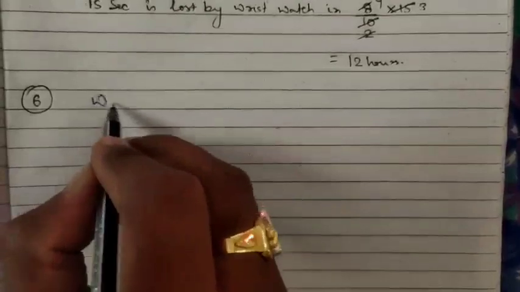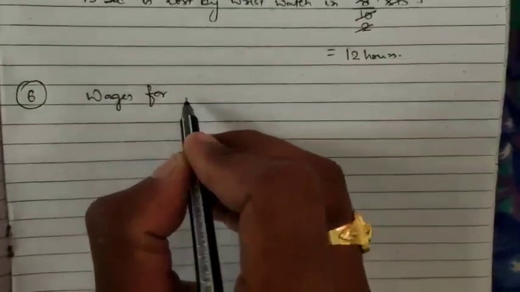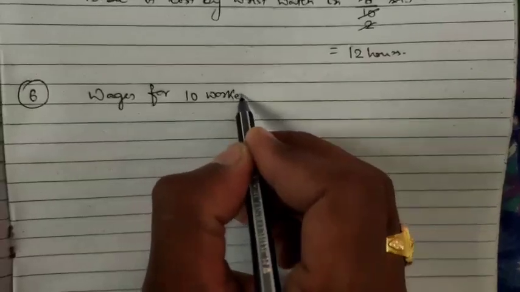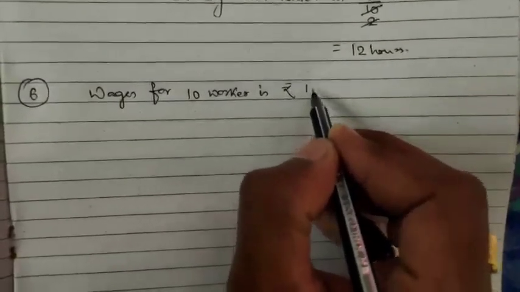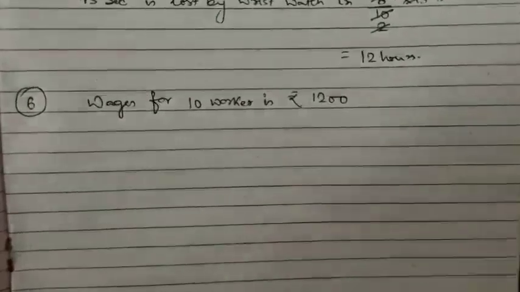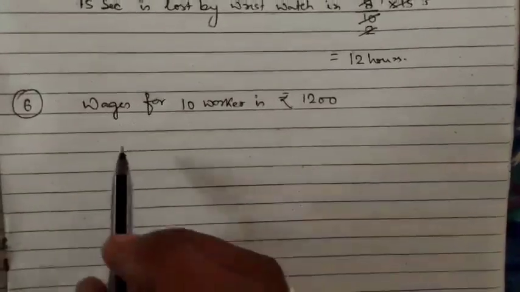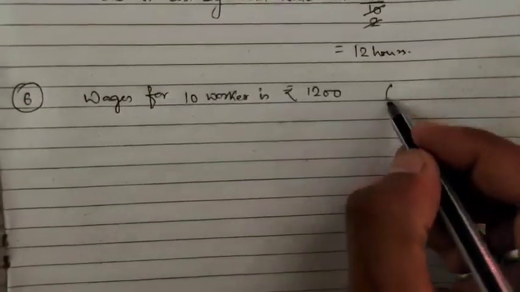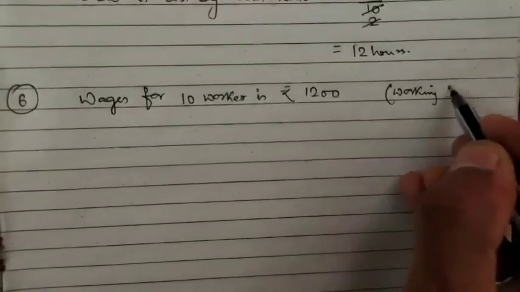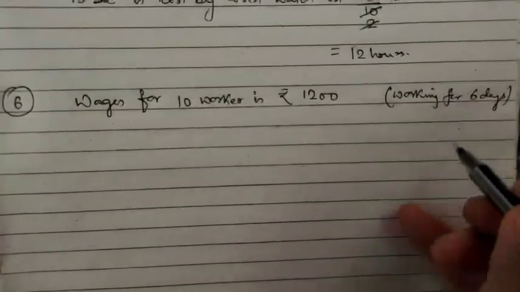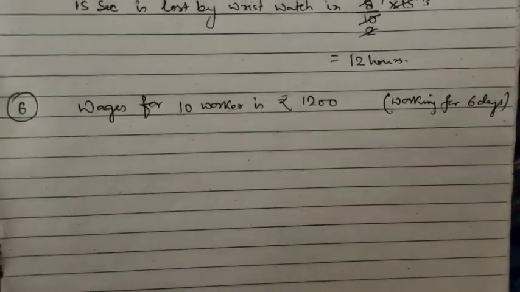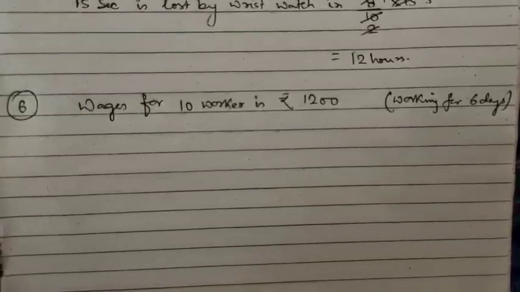Now let us read question number 6. Question number 6 says the wages of 10 workers for 6 days in a week are rupees 1200. Then the question is asking what is the 1 day wage of 1 worker. This is the case of working for 6 days. Now the question has asked how much one worker will earn for working 1 day.